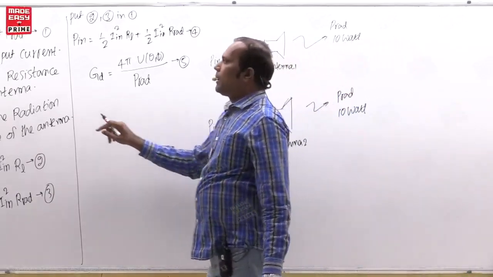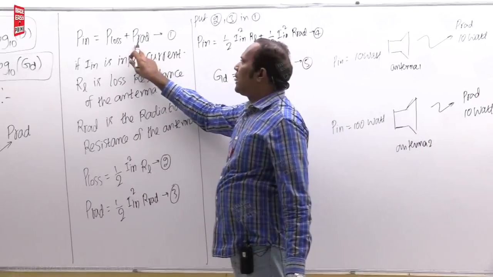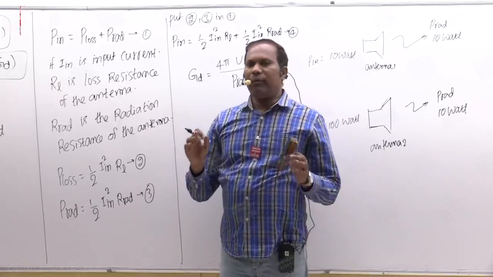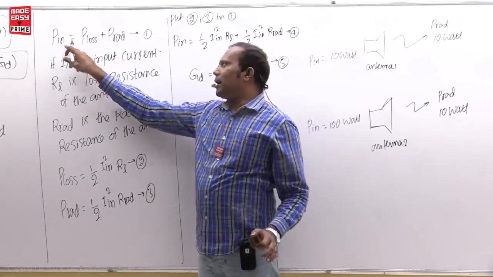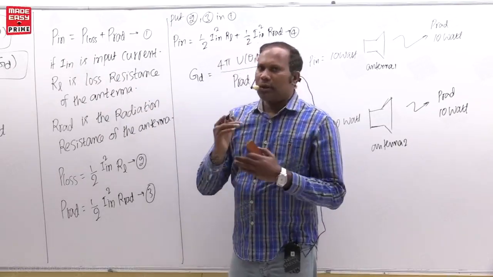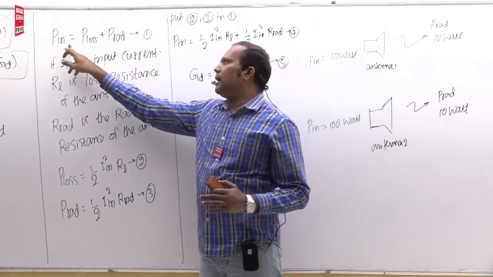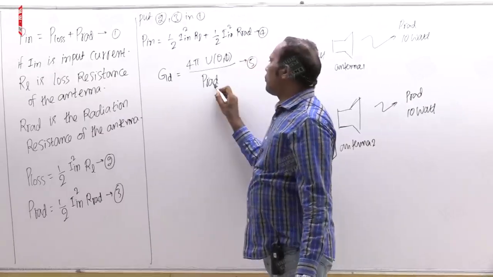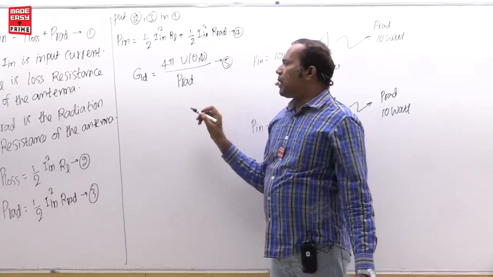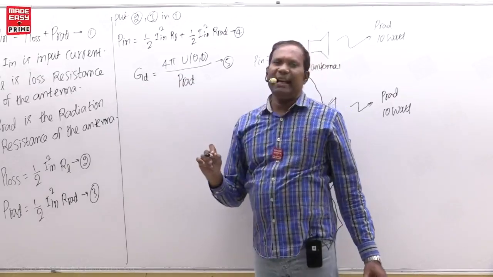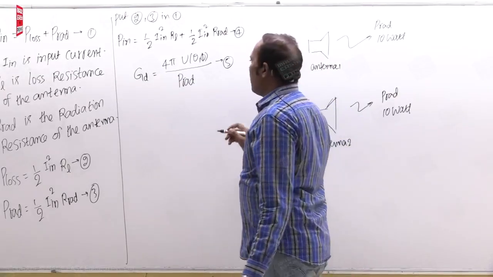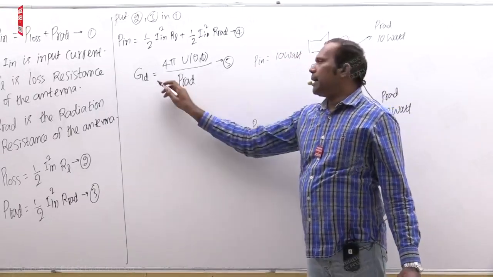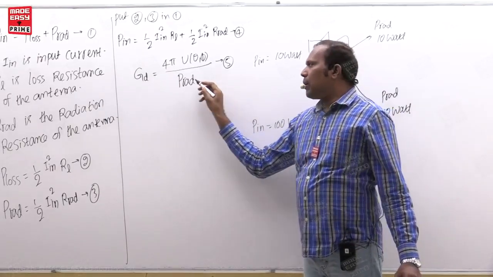You have seen that input power is a combination of radiated power and power loss. In the definition, if you take input power while defining gain, then that will be more meaningful. That definition is called power gain. So in place of radiated power, if you take input power, that gives the power gain definition, dear students. Power gain has input power in the denominator, but directive gain has radiated power in the denominator.